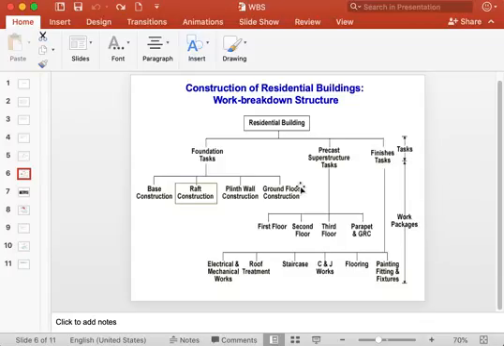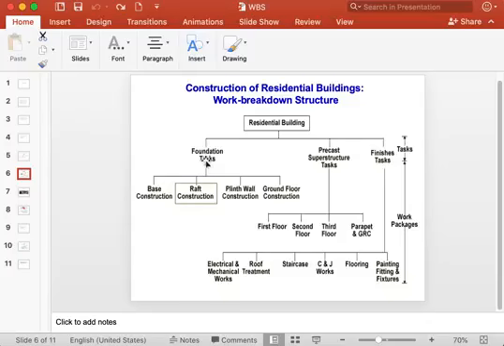Then each of these group elements can be further broken down into what is called a work package, and the group of work elements falling under this is called the work package level.